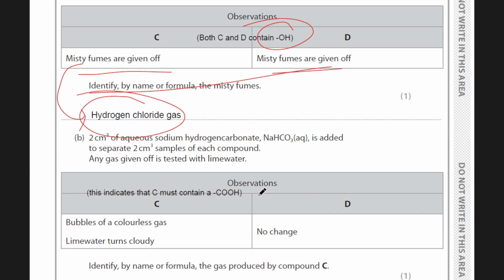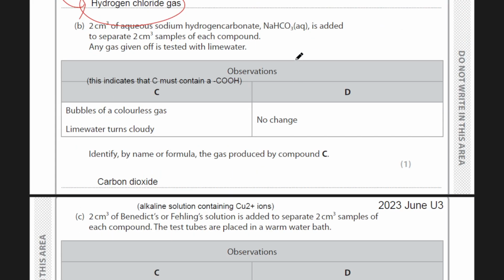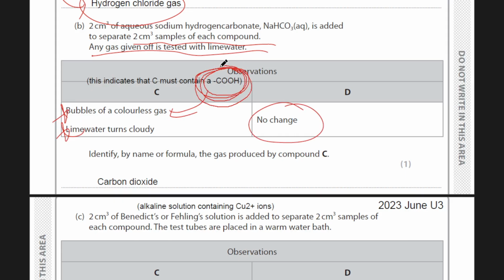If I talk about the next test, it says here hydrogen carbonate is added to separate 2 cm³ samples of each compound. Any gas given off is tested with lime water. We see that with C the lime water turns cloudy, and with D it doesn't turn cloudy. So obviously C must contain the carboxylic group while D doesn't, because carbon dioxide gas is not produced, and obviously the formula is this one.